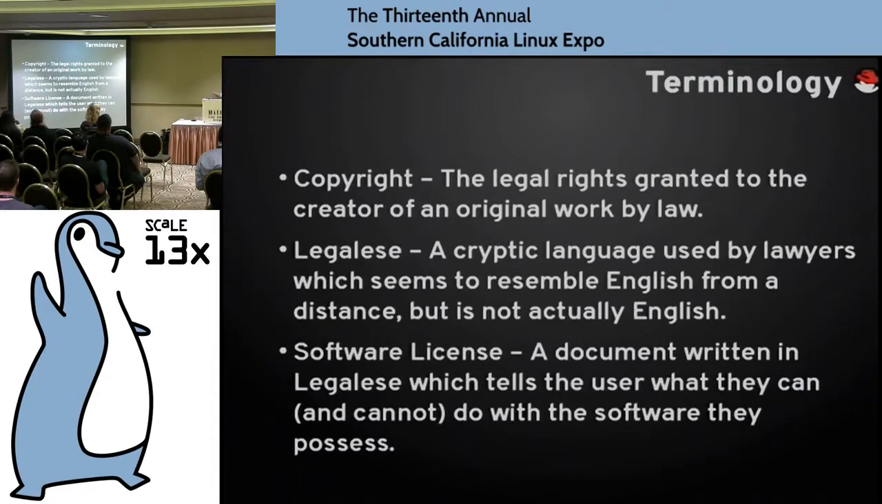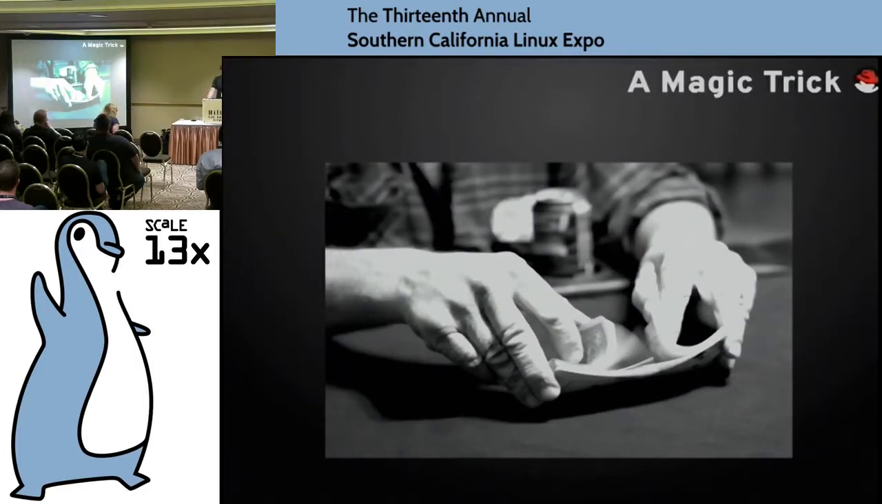Now, why am I telling you all about copyright and legalese and software licenses and all of that stuff? Because open source and free software is all based on a clever legal hack or a magic trick. So let's talk about a proprietary software license, what it does.